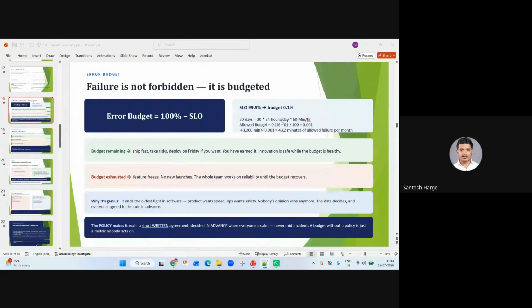But if your budget is exhausted, that means all the 43 minutes are exhausted, then for that entire month you cannot take any kind of risk. You will have to wait for the new cycle here. The entire team will not be working on deploying any new features or any new changes, because as per the reliability that we strictly agreed on in the SLO, unless and until this budget recovers for the next month, the new changes won't be rolled out. Okay. So why is this approach genius here?